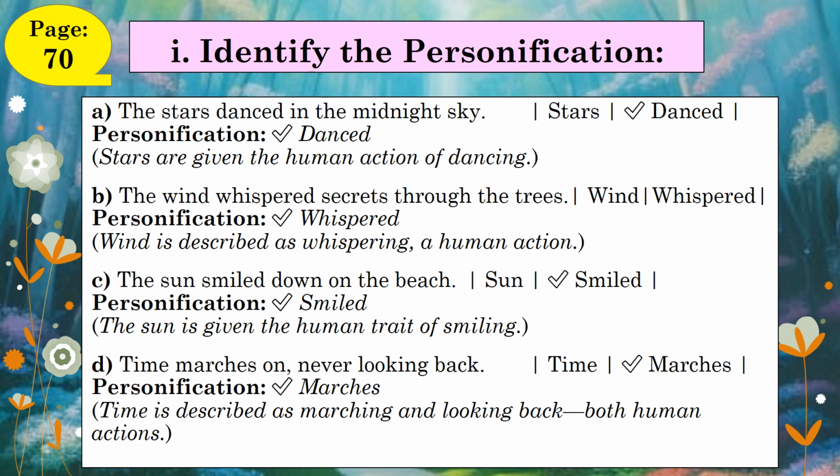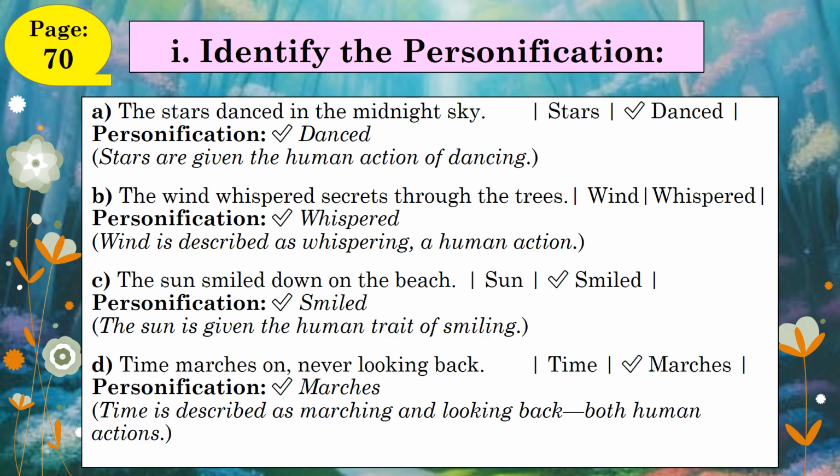2. The wind whispered secrets through the trees. The word whispered is personification. It makes the wind feel alive, like it's softly speaking to the trees. 3. The sun smiled down on the beach. Here, smiled is the personification. The sun is described as friendly and warm, just like a smiling person.